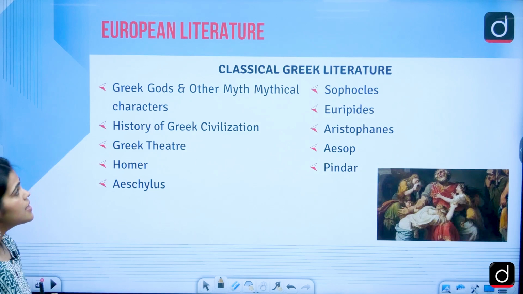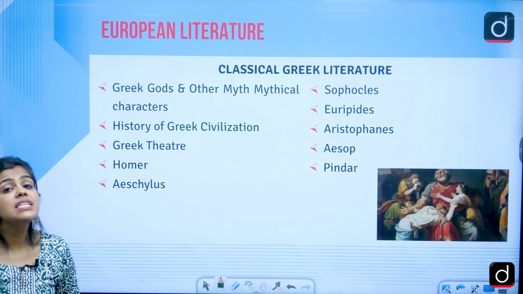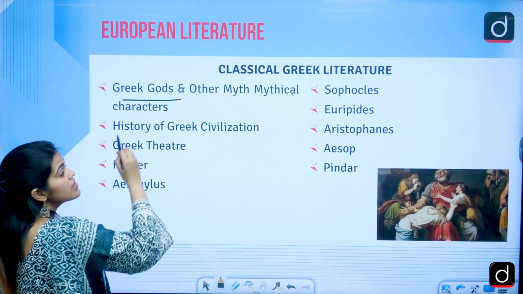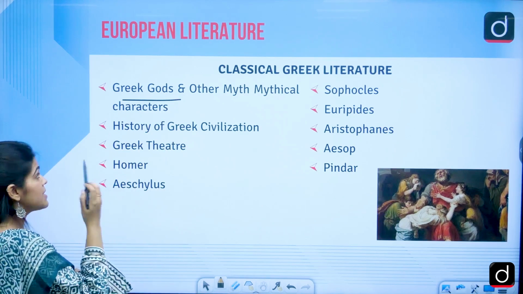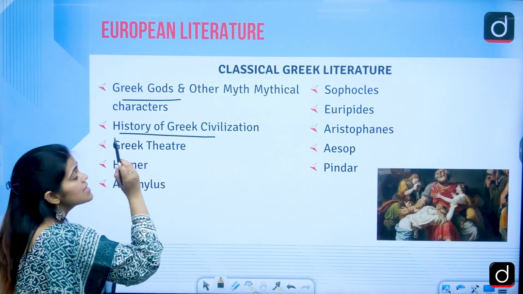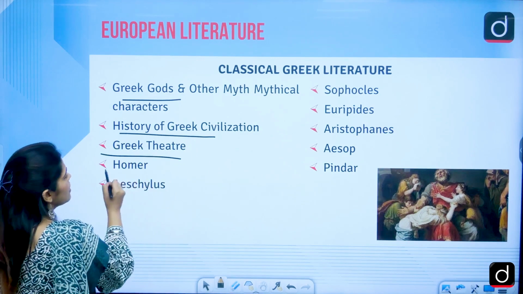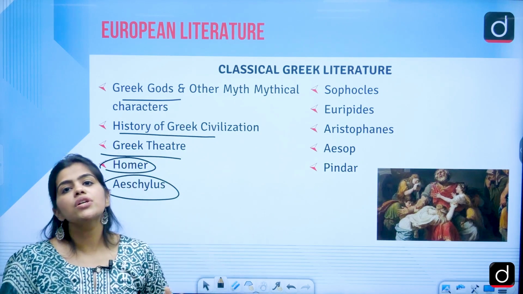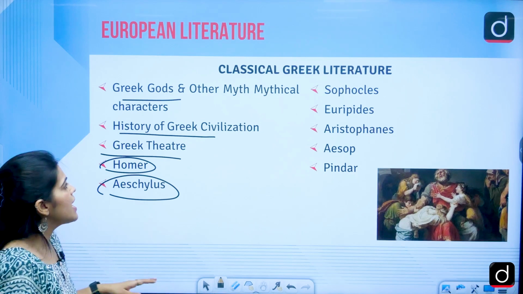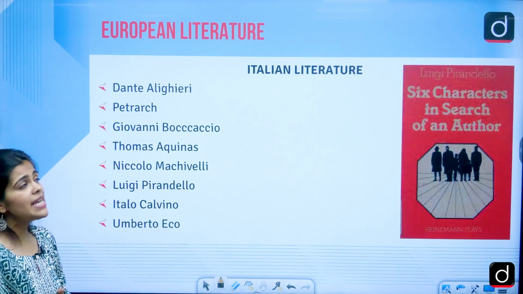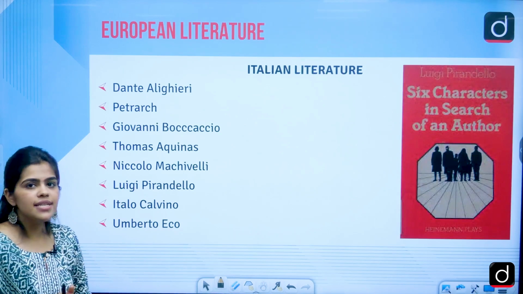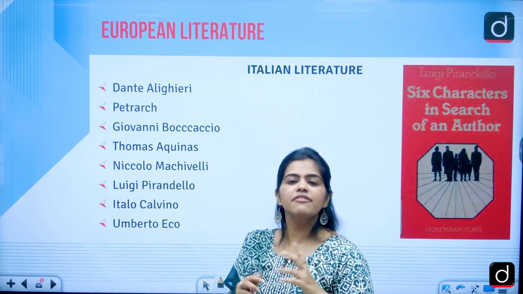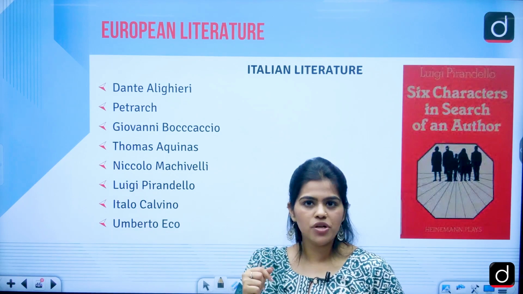Under the European literature comes the classical Greek literature, where we'll be studying about all the Greek gods, all the myths related to them. We'll be studying about the Greek civilization, about the Greek theater, Homer, Aeschylus, we have Pindar. These are the important writers associated with this age. Sophocles, that we'll be dealing with. Then comes the Italian literature. Now, Italian literature is one part. They do ask questions from it, but not difficult questions are asked because texts are important here.